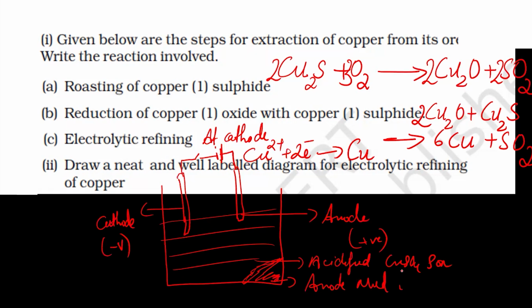Okay, so you have to draw a well detailed diagram, and also mention that the cathode is pure copper. Pure copper is taken as the cathode, and copper will be deposited. Cu2+ ions will be released from the anode, and they will be deposited at the cathode. Okay, that is happening, and you have to draw this neat and well labeled diagram.